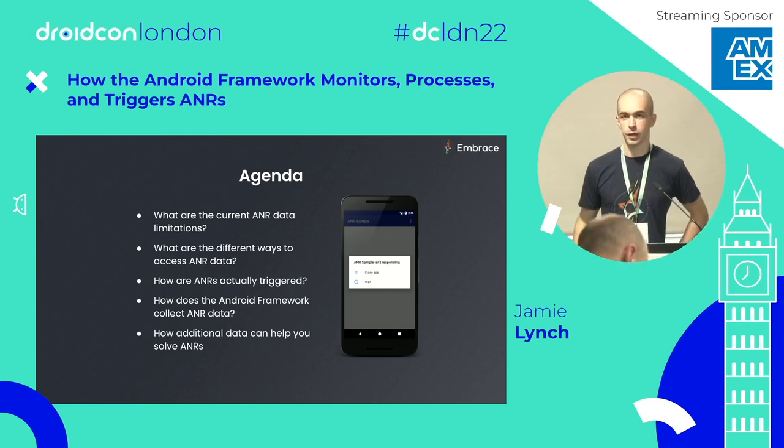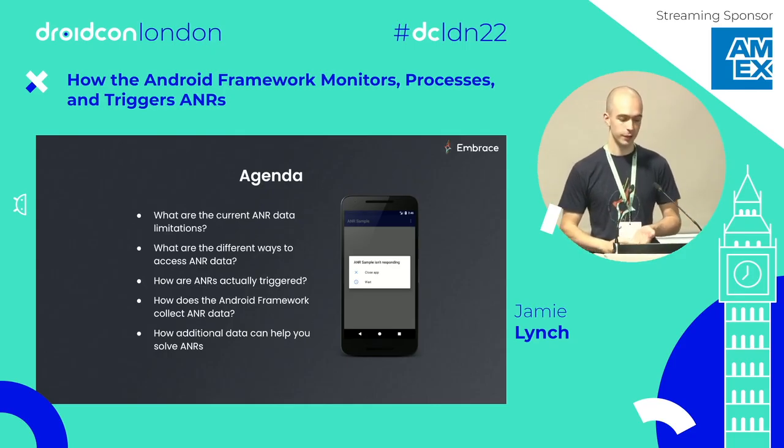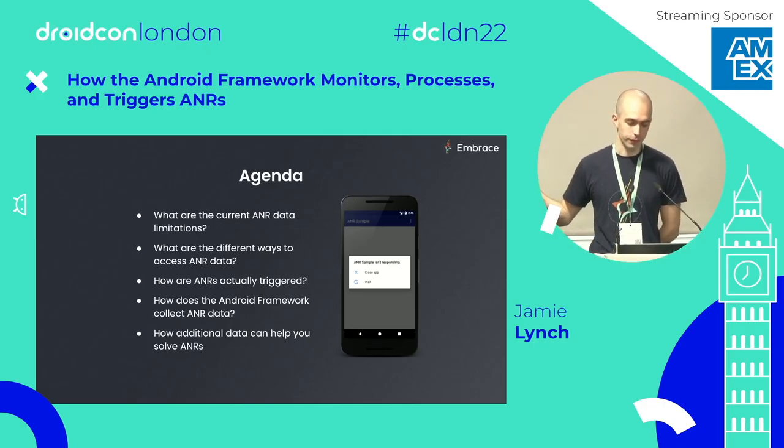Just to go over the agenda for what this talk is going to cover. Firstly, we're going to go into the current limitations of what ANR data is actually captured. Secondly, we're going to talk about the different ways to access data on ANRs, which might be on your local device or through monitoring solutions. Then we're going to take a dive into the Android OS source code itself, telling you how ANRs are actually triggered and how the Android framework writes ANR trace data to disk. Finally, we're going to cover how additional data can help you solve those ANRs.